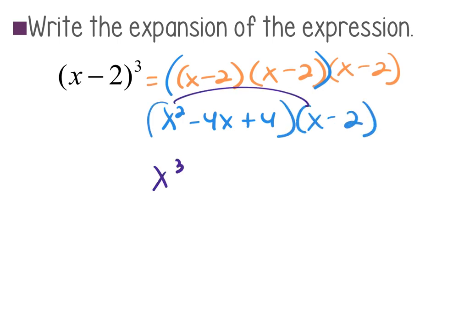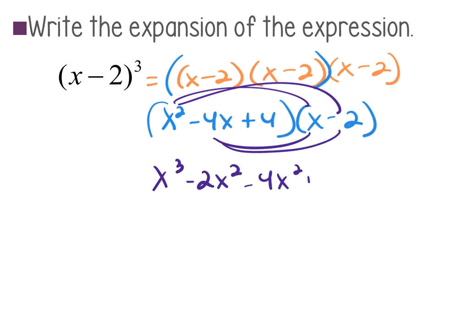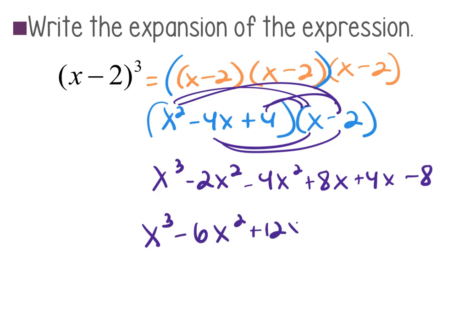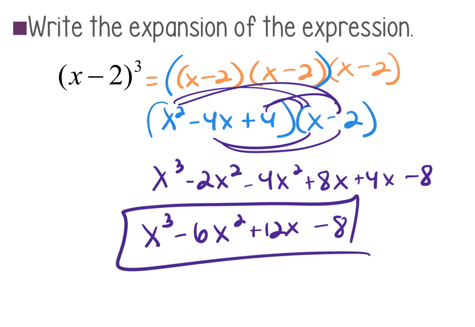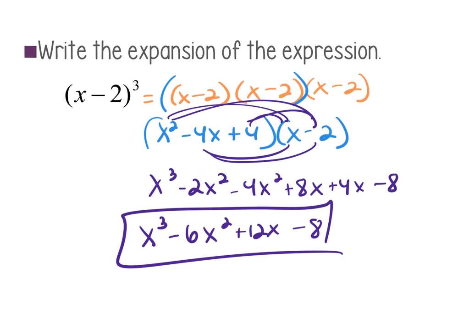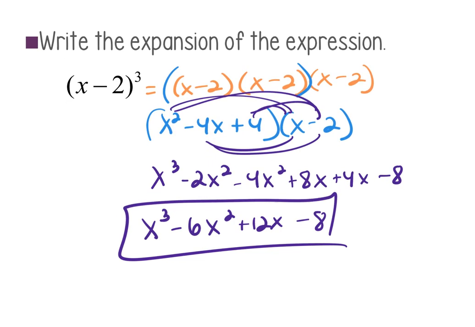x^3 - 2x^2 - 4x^2 + 8x + 4x - 8. And I get x^3 - 6x^2 + 12x - 8. So again, not terrible when it's something raised to the 3rd power, but that is not going to be an enjoyable experience if it's raised to the 6th, which is what the rest of the lesson focuses on. Questions so far? Okay.